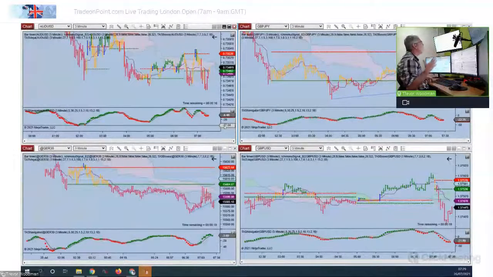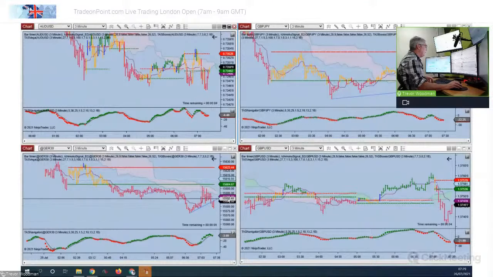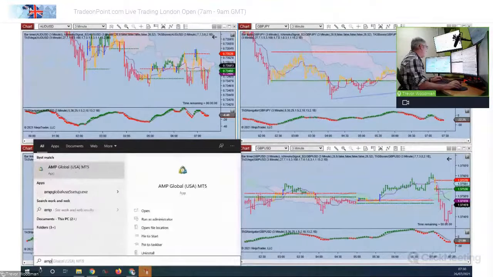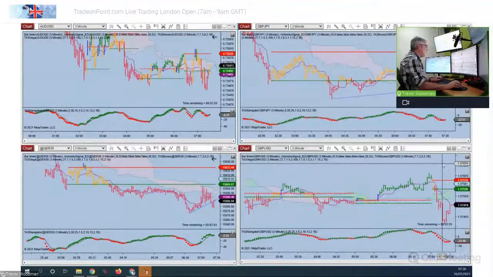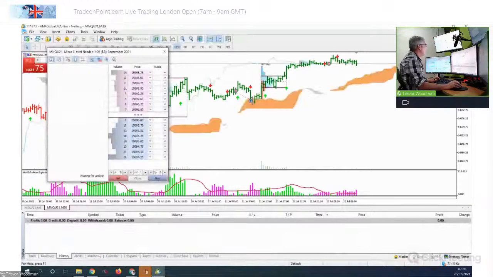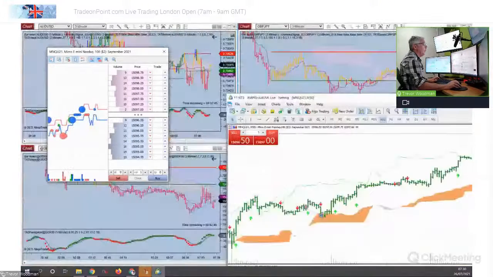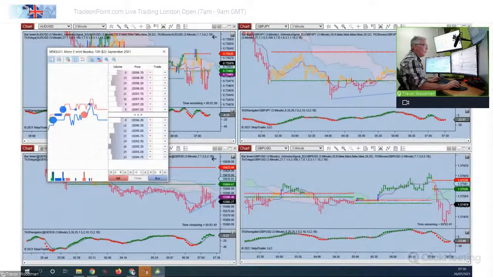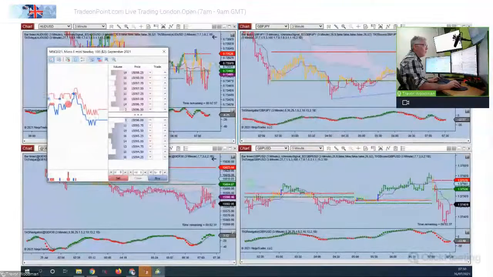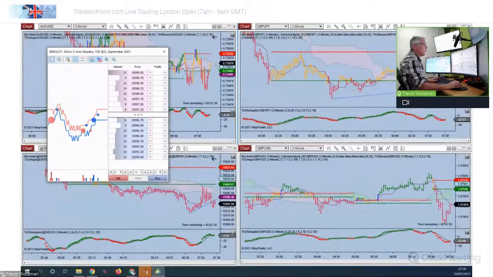But once the market opens, you can see here we've got a 5-point spread on the DAX. Now, if I go on to AMP and open up my MetaTrader 5, we'll have a look at what the spread is. That's what I want to see this week: what my spreads are doing with regards to AMP Futures and FXCM. I think that's important.